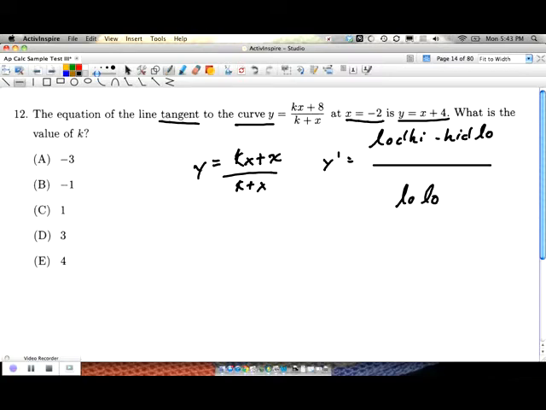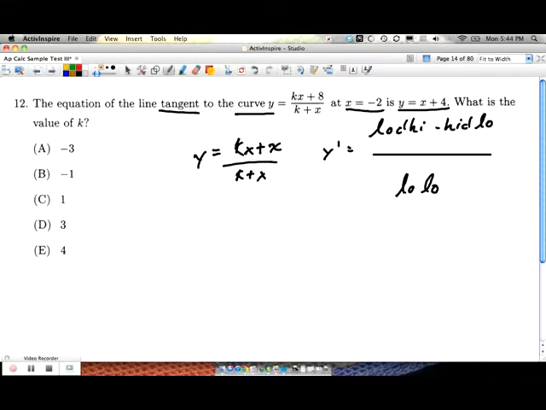So let's start with the low d high. That's going to be k plus x. Oh, by the way, this is an 8. K plus x times the derivative of the top. Well, the 8 goes to 0, and this kx just goes to k.